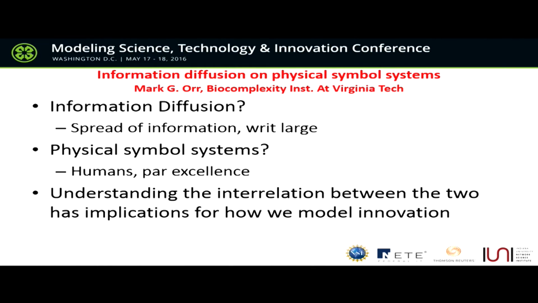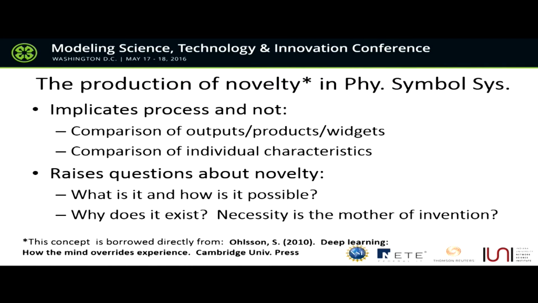In this context today, a physical symbol system is really about humans. It's from psychology and AI. Think Herb Simon, Alan Newell. But it doesn't have to be humans. It can be computational systems that actually help you model physical symbol systems. But right now, what I'm going to talk about is understanding the relation between these two types of systems and then the implications it has for how we might model innovation. So the production of novelty in physical symbol systems.